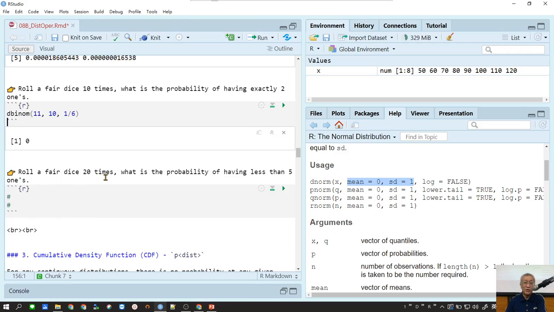So roll a fair dice 20 times. What is the probability of having less than 5 ones? Can you try to do this by yourself? Probability of 0 plus 1 plus 2 plus 3 plus 4. Less than 5 meaning it's the probability of 0 plus probability of 1 plus 2 plus 3 plus 4. Yeah, correct. But how can we do it in R? Try to write a code.